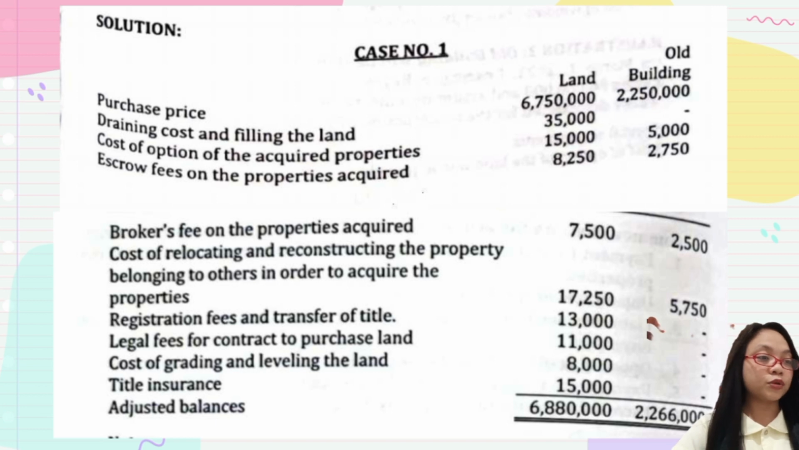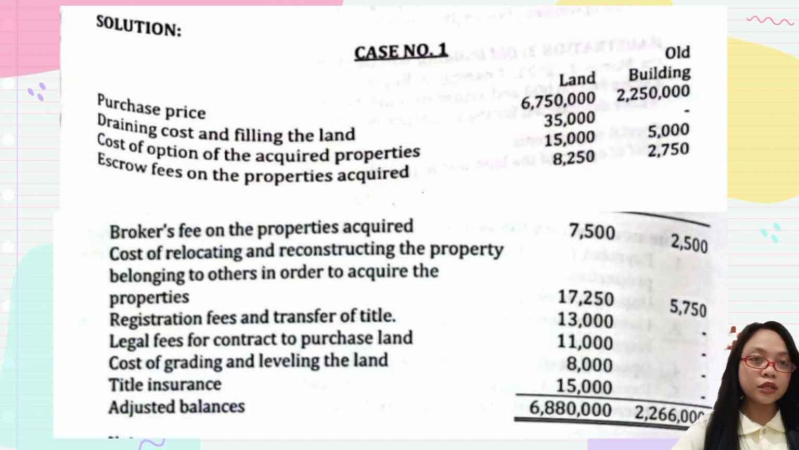Then, ang sunod na mga cost na atong i-consider is the registration fees and transfer of title, 13,000. Legal fees for contract to purchase land, 11,000. Cost of grading and leveling the land, 8,000. Title insurance, 15,000. These are all costs na capitalized as part of the cost of land only. So, naa tay total cost or adjusted balance of land na 6,880,000 and for the old building na 2,266,000.